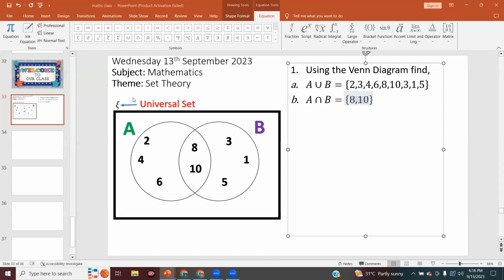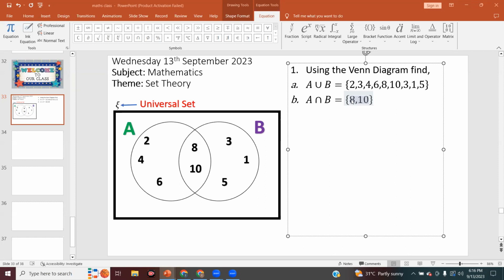Zara, good afternoon, Mr. Petit. Yes, sir. What are the elements in the intersection of A and B? 8 and 10. Very good. Ajani, what are the elements in the intersection of A and B? 8 and 10, very good.